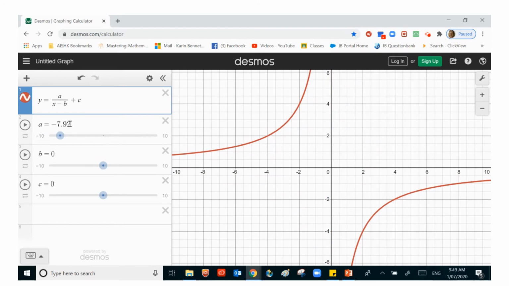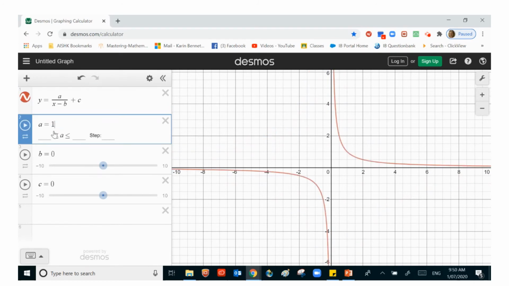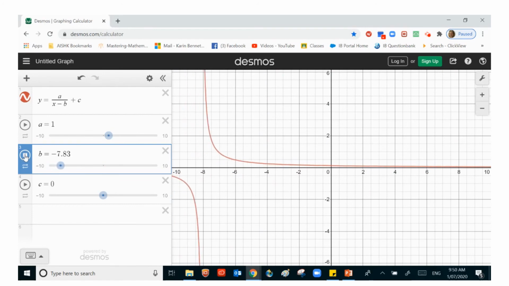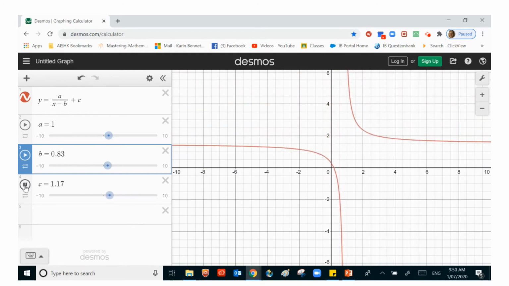Okay, so let's go back to just 1 with it, and we'll have a look at b. So b is down here. This is going to be a horizontal translation. So when I set it going, it shifts across the x-axis. You see that? Okay, let's see if we can stop it. Around about there, that'll do. And then finally, c is a vertical translation, so it goes up or down the y-axis. And so that's our 3 basic transformations.